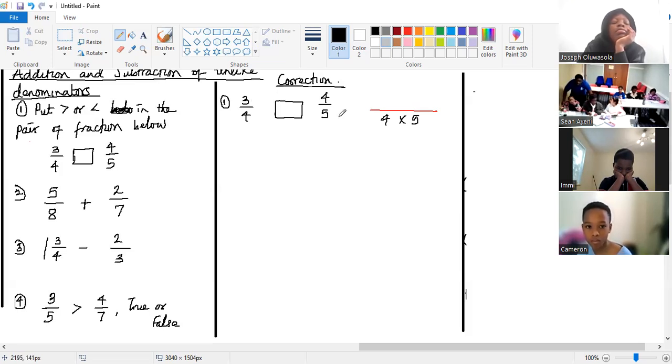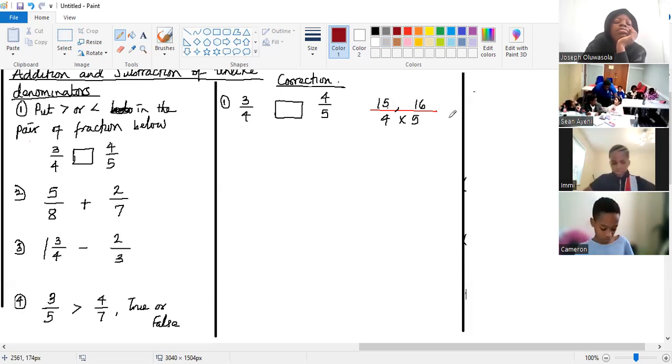No, which one do we do first? 3 times 5. 3 times 5 first, and that is 15, right? Then 4 times 4 is 16. So what sign will be there? Greater than or less than? Greater than. 15 and 16. What's the relationship? Less than. So that means 3 over 4 is less than 4 over 5.